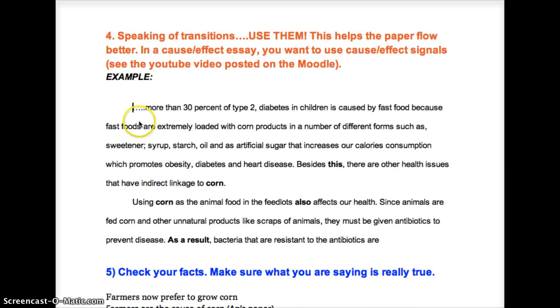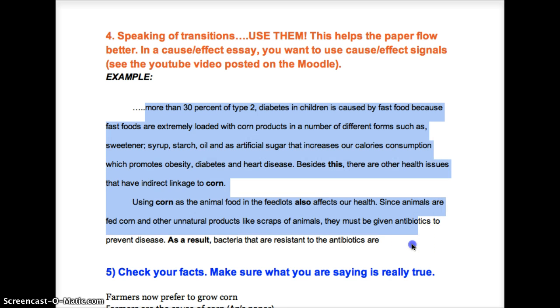We've got right here, the author says, more than 30% of type 2 diabetes in children is caused by fast food, because fast foods are loaded with corn products in a number of different forms, such as sweetener, syrup, starch, oil, and as artificial sugar that increases our calorie consumption, which promotes obesity, diabetes, and heart disease.